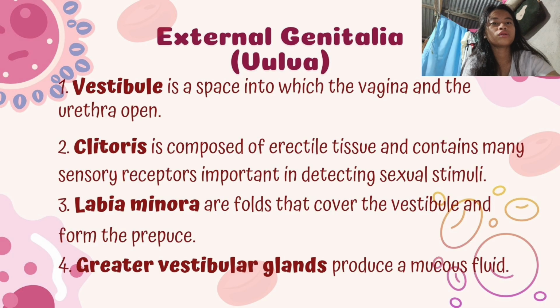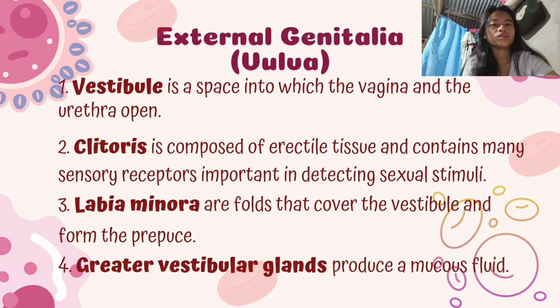The vestibule is the space or area inside the labia minora, and this is where the opening of the vagina and the urethra, where urine exits, are located. It serves as the passageway for urine and menstrual flow.